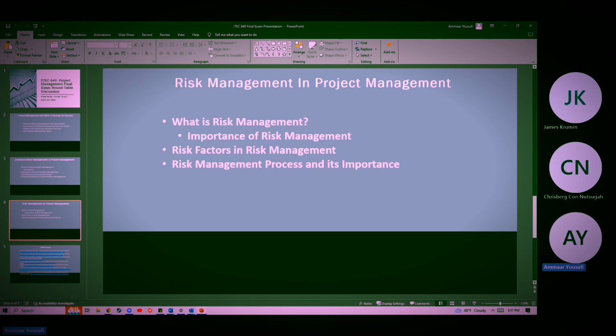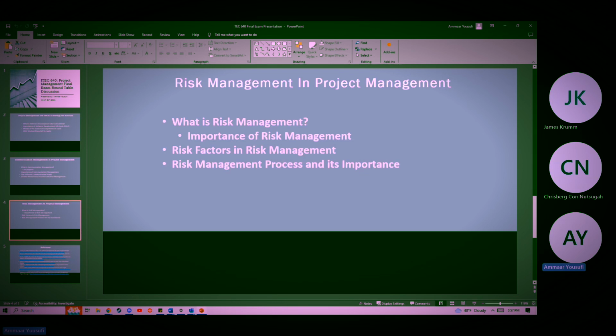Pretty much, prevention action allows for the development of strategies to mitigate risk before it becomes an issue overall, and informed decision making helps project managers make better decisions about resource allocations and planning. Okay, so the last part was risk management process and its importance overall.